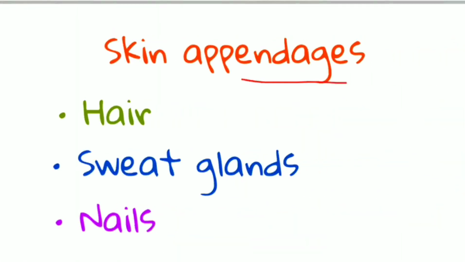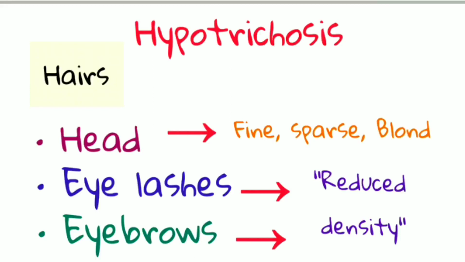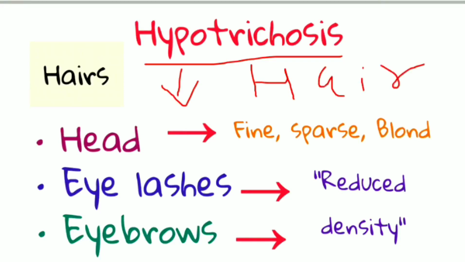Now let us see the different skin appendages which can be involved in ectodermal dysplasia. These can be hair, sweat glands and nails. We will see how these are involved in later slides. Now first moving forward to hypotrichosis. As the name indicates, hypo means less, trichosis means hair. So here a lesser number of hairs will be present.